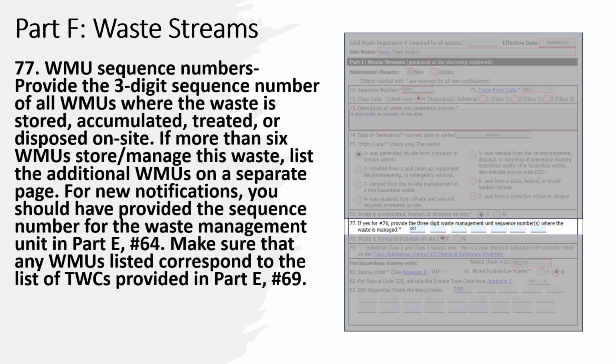Number 77, WMU sequence numbers. Provide the 3-digit sequence number of all the WMUs where the waste is stored, accumulated, treated, or disposed on site. If more than 6 WMUs store or manage this waste, list the additional WMUs on a separate page. For new notifications, you should have provided the sequence number for the Waste Management Unit in Part E, number 64. Make sure that any WMUs listed correspond to the list of the TWCs provided in Part E, number 69.